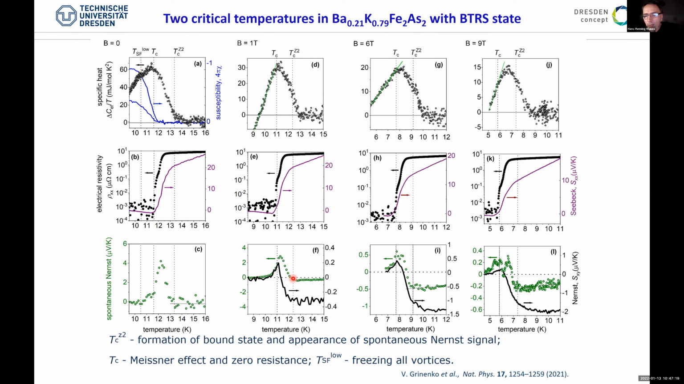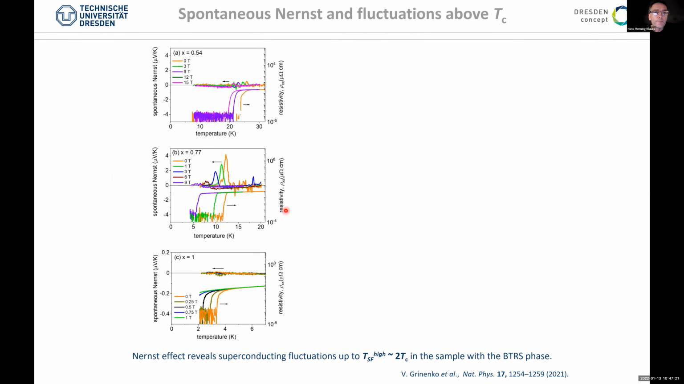And this happens at all fields. Just one last comparison with other samples here. This again, 0.77 is the sample which shows this effect. Here again, spontaneous Nernst, now together with resistivity, but here resistivity on a logarithmic scale. So you can see clearly spontaneous Nernst at different fields appearing here. And more or less on the low side of that, you see the downturn of the resistivity.